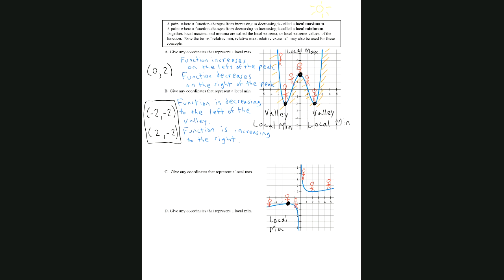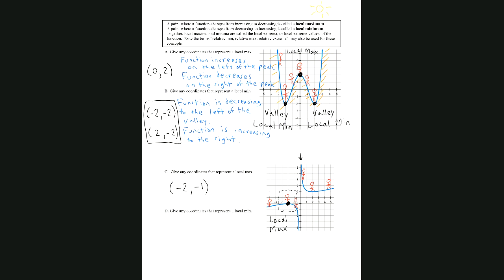Notice it doesn't have to be the highest point that the function reaches. Like for example, points over here are much higher in elevation, but it's a local max because it's the highest point in his local area. The coordinates are -2, -1.